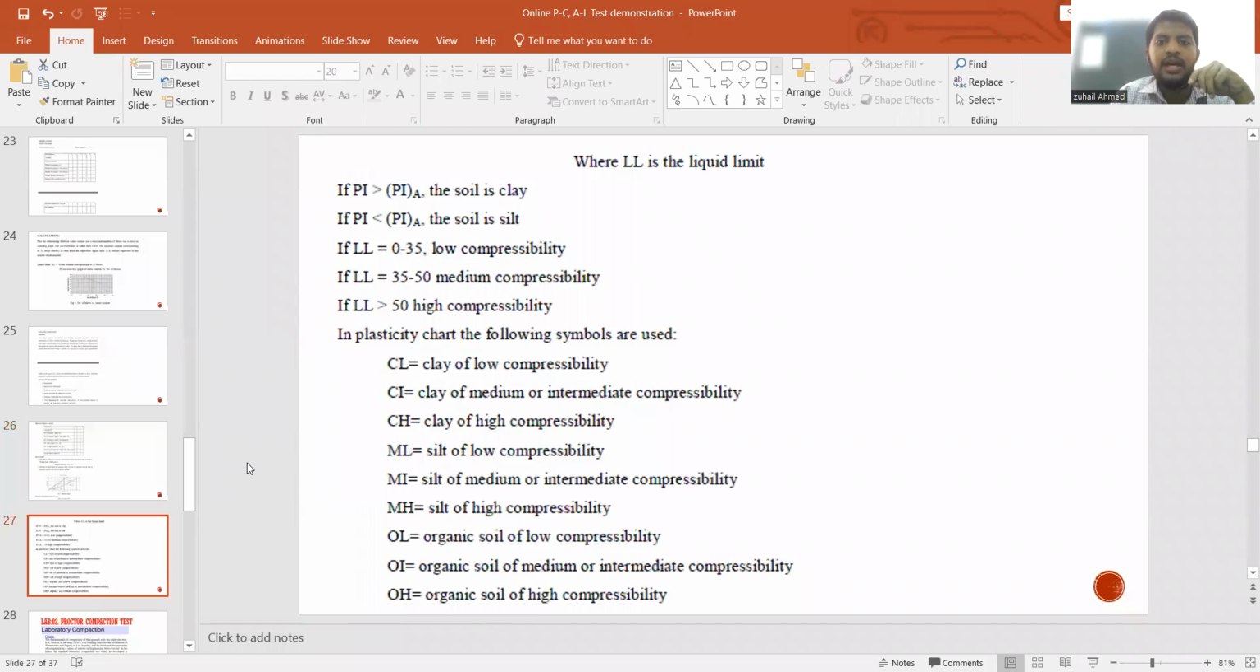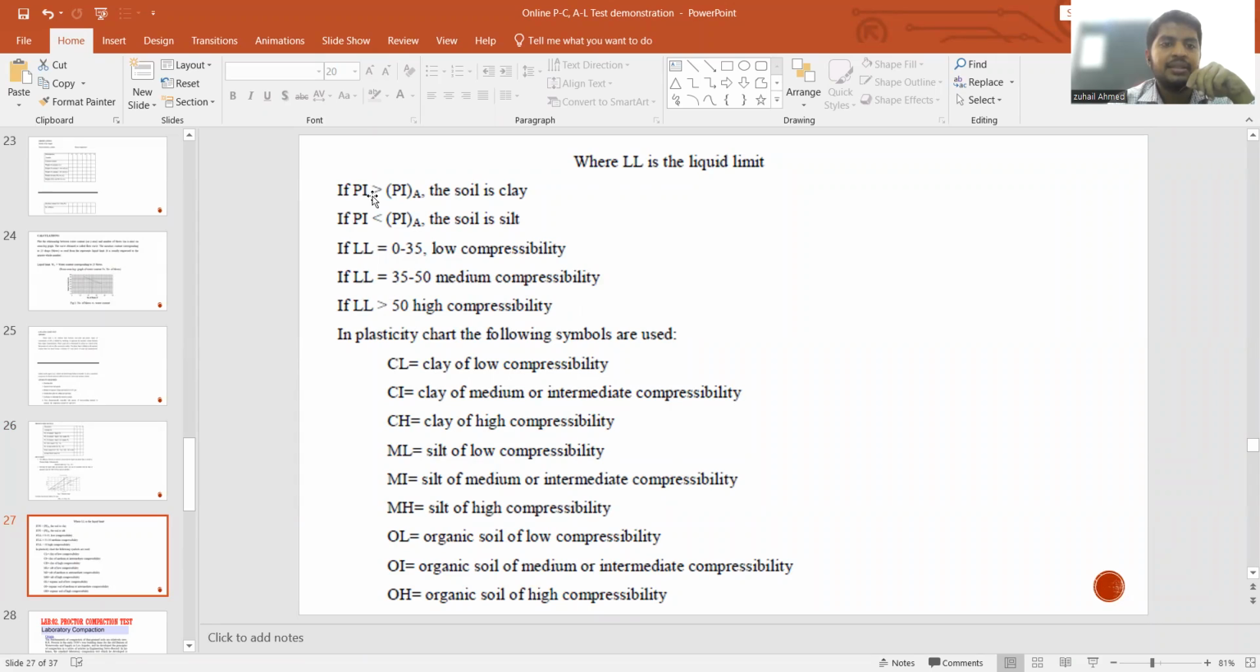In this slide, you can see LL is the liquid limit. Between the range of 0 to 35, we are saying that is low compressibility, and 35 to 50, the compressibility behavior is medium. If the liquid limit is bigger than 50, high compressibility.